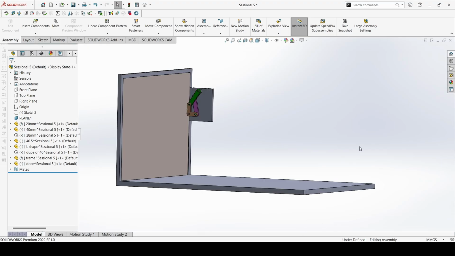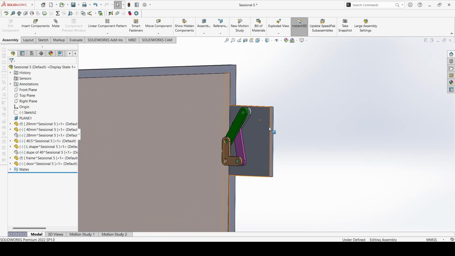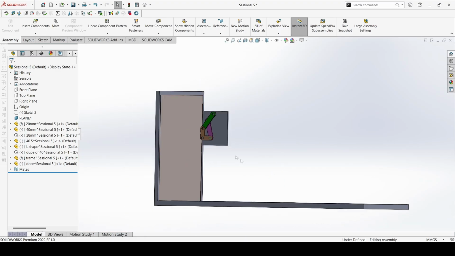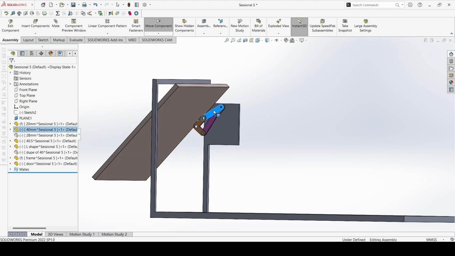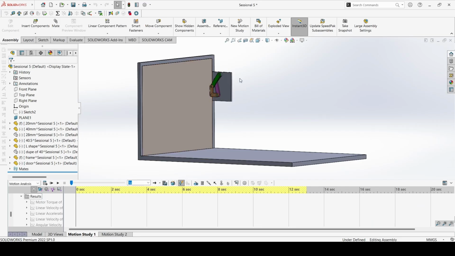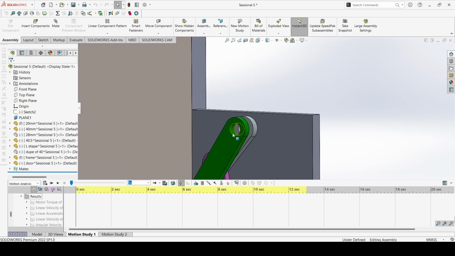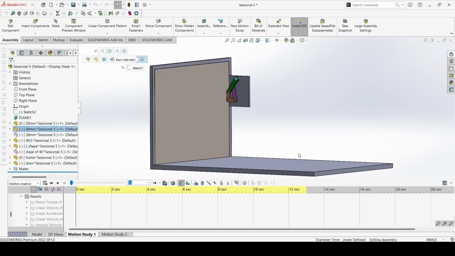So this is the final assembly of our 4-bar mechanism in the garage door. As you can see, the base of our 4-bar mechanism is attached to the frame and the coupler is attached to the gate or the door of the garage. When we give an input to the crank, the garage door moves accordingly. We can visualize it better in motion study. In the motion study, the input is given to the green crank at the surface. So let's see the simulation of it.